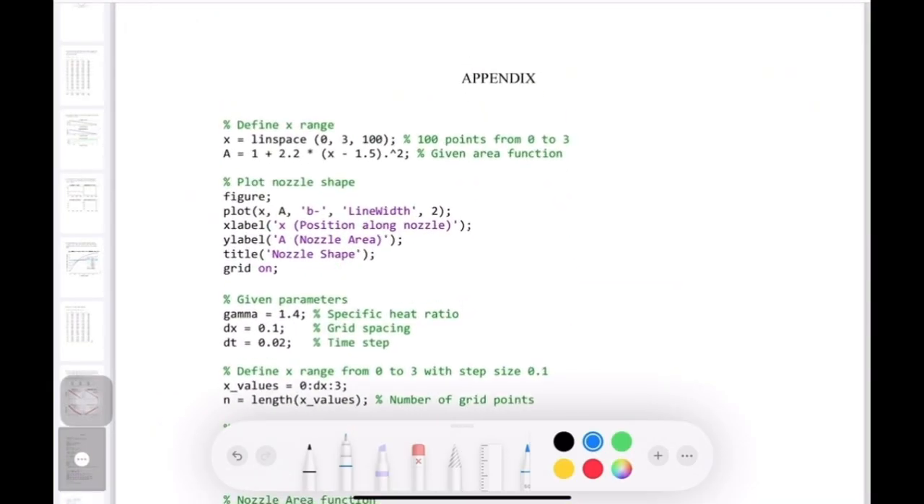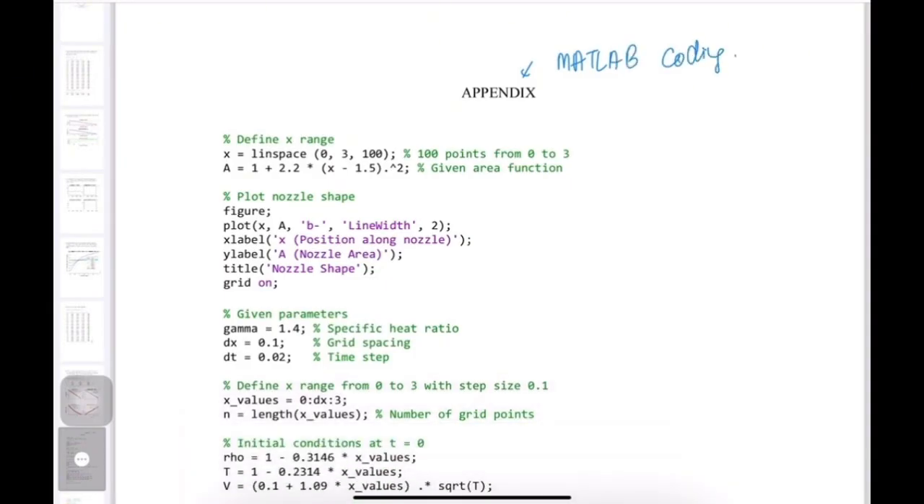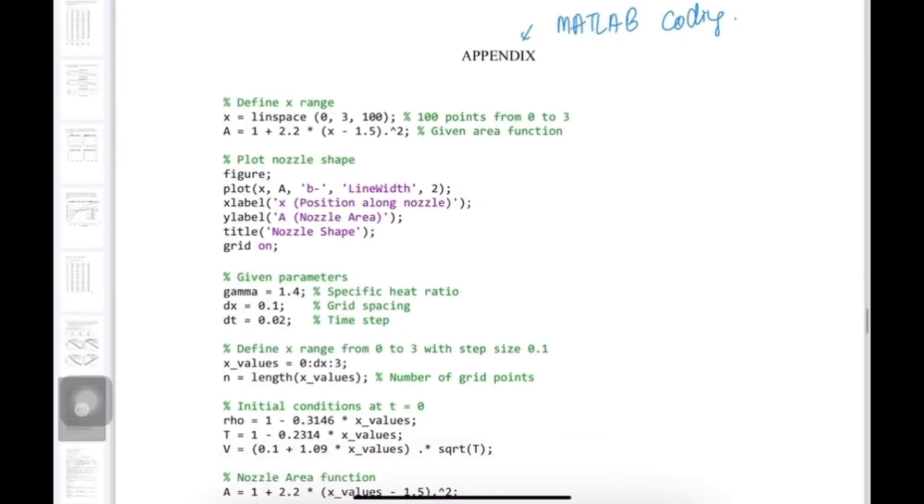Okay, so the last one is the appendix, which is the MATLAB coding. Here is my MATLAB coding.